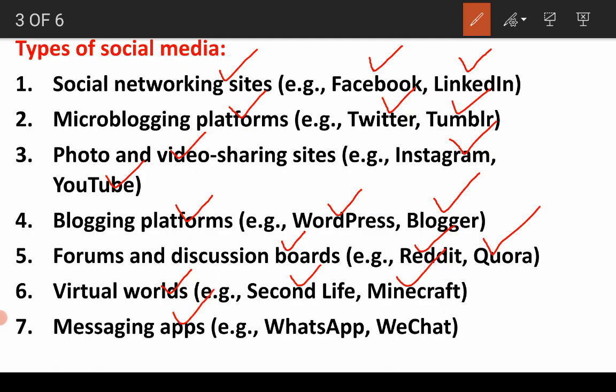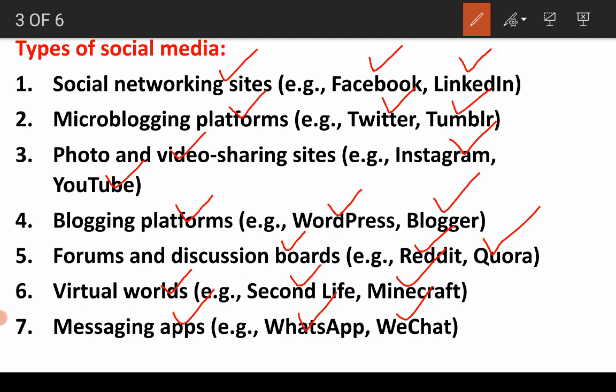Then you have messaging apps. Messaging apps are those which allow you to create a message and send it to a friend. For example, you can say hi to me, and I'll be able to say hi back to you. Or you can send me a message requesting something, and I'll be able to respond in return. Examples are WhatsApp. You use WhatsApp to communicate with family and friends by sending text messages. Another one is WeChat. You also have Telegram, which belongs to the same type.